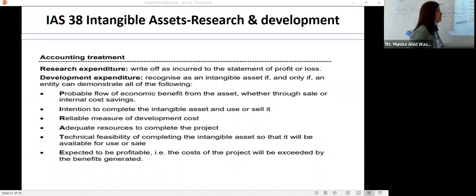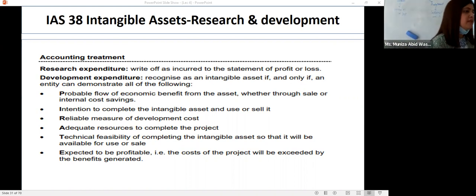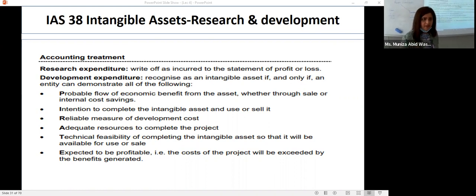Then technical feasibility of completing the intangible asset so that it will be available for use or for sale. Sometimes we need certain intellectual skills or certain types of machinery to finish the project. If that technical feasibility is not present, or if, for example, for constructing an asset the technical feasibility was present, but for selling the asset later the technical feasibility is not present, even then it will be immediately written off. So technical feasibility is also important.